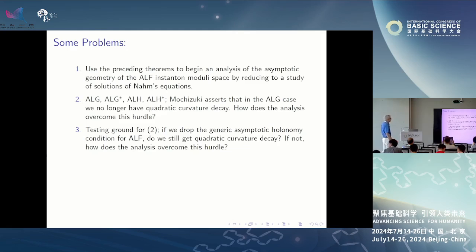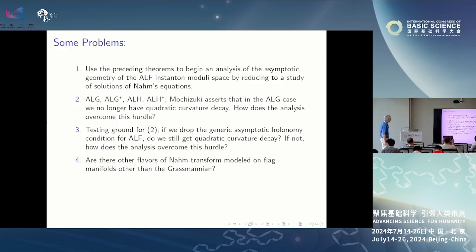A simpler testing ground for that, which people were pushing me about last month at a conference, is that if we drop the generic asymptotic holonomy condition for ALF, do we still get quadratic curvature decay? So nobody knows this yet. And I'm completely agnostic as to what's true in this case. But if you don't, then once again, how do you overcome the analysis? Somehow you have to have a treatment of this that requires much less asymptotic analysis if you do not have quadratic curvature decay.